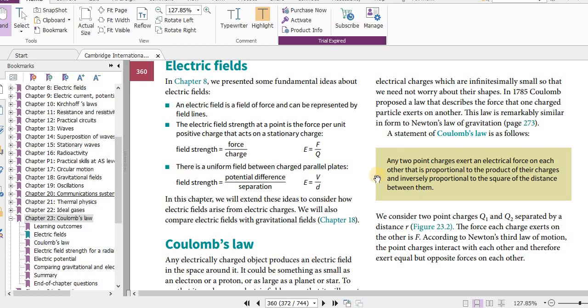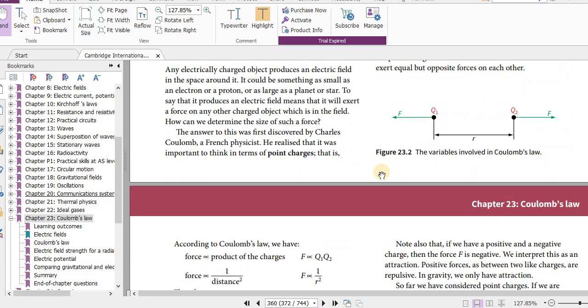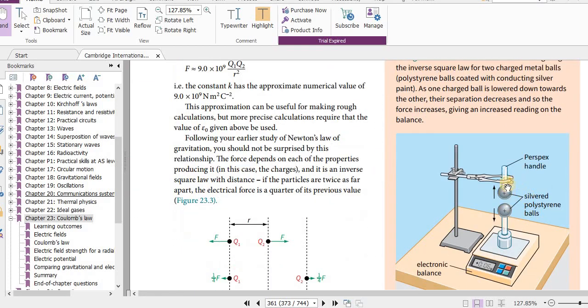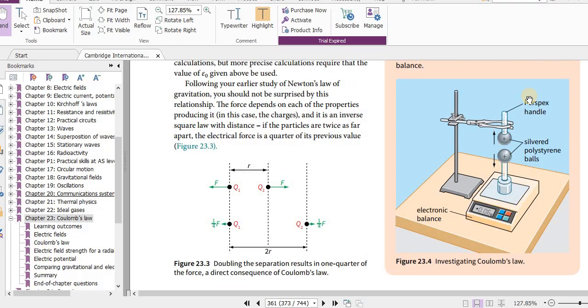I'll just go through this book also. Yeah, so you can see the same types of experiments investigating Coulomb's law. This looks a lot clearer. Now, why is it perspex? Because that way the charge doesn't flow through this to the ground. So this keeps the charge on these spheres. The spheres are isolated or insulated.